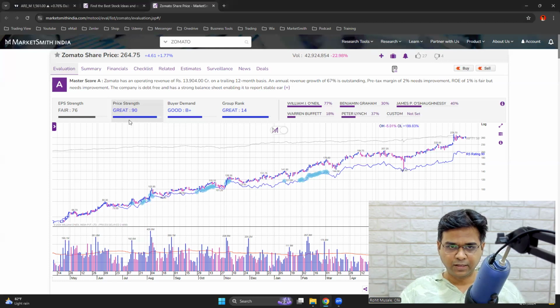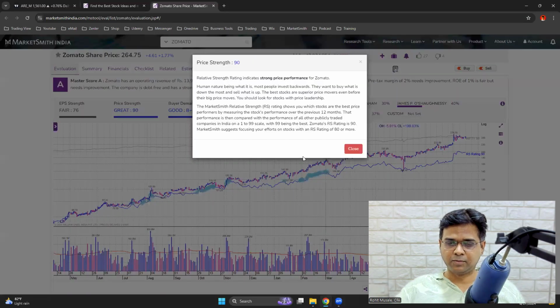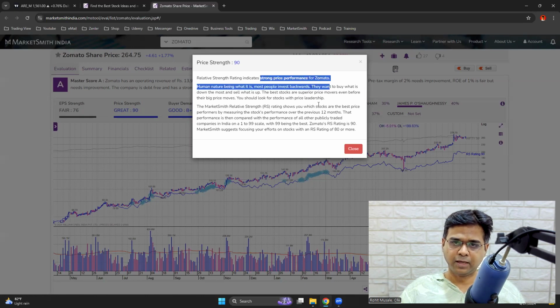So if I click here, see, this is what MarketSmith gives. Relative strength rating indicates strong price performance for Zomato. So 90 means very good performance. Human nature being what it is, most people invest backwards. They want to buy what is down the most and sell what is up.